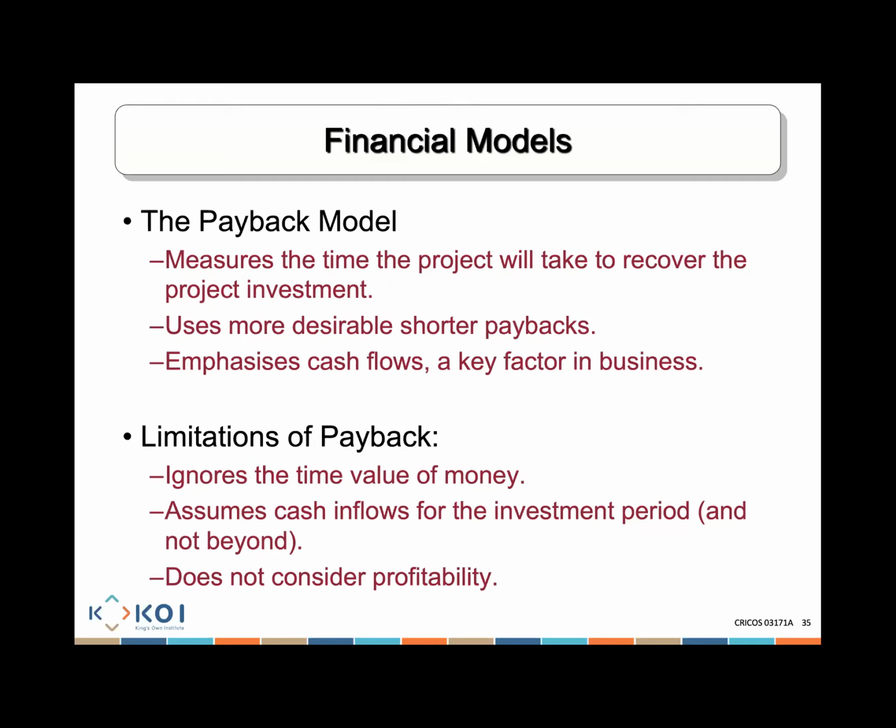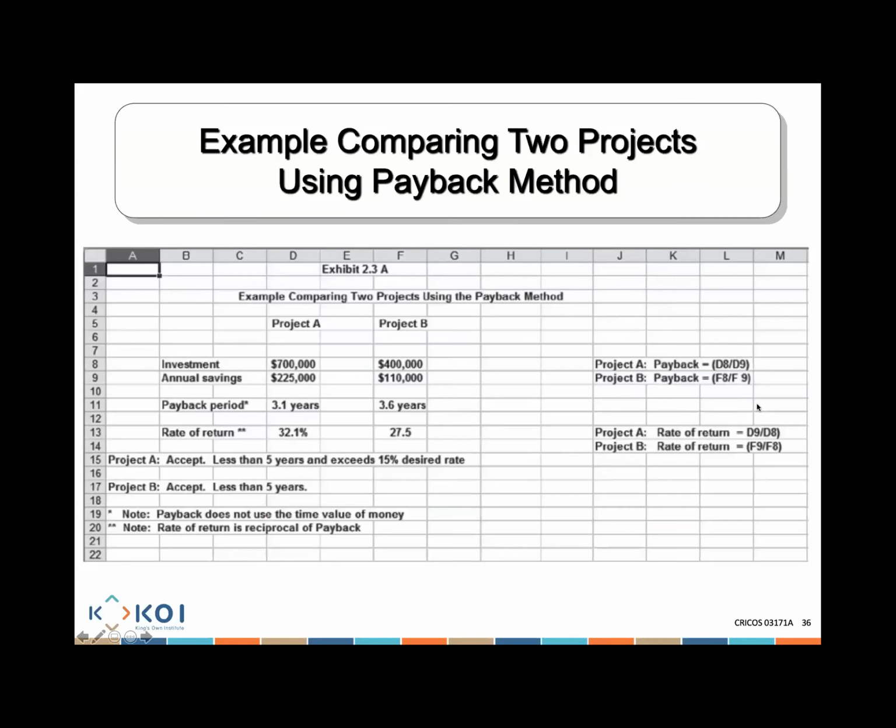How much profit are you really able to get from that system? For example, you see here, project A, I invest 700,000, I get 225,000 per year, which means 700,000 divided by 225,000. I'll be able to get my money back in 3.1 years. In comparison, project B, I will get my money back in 3.6 years.